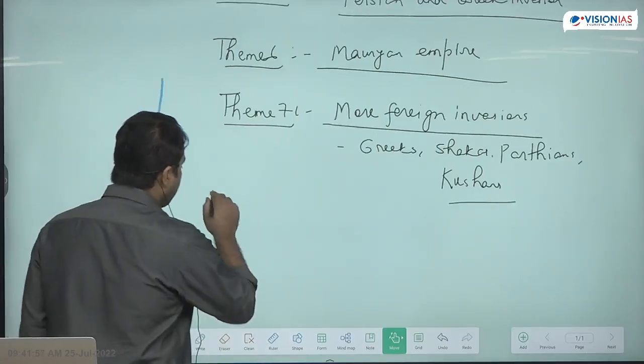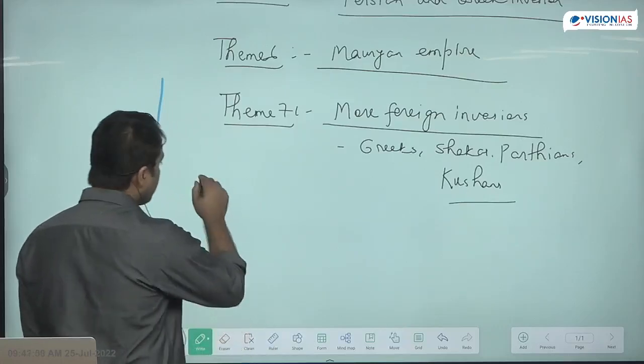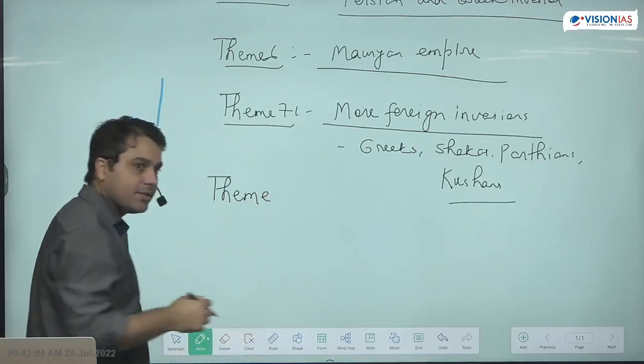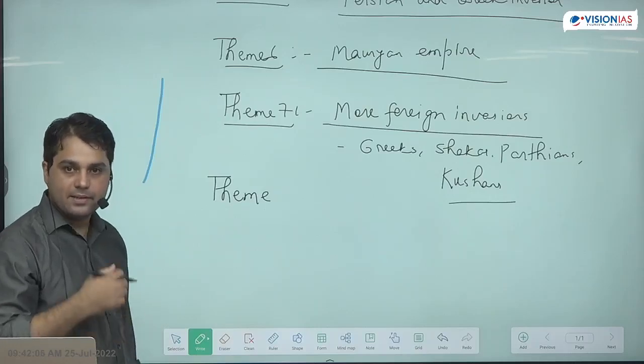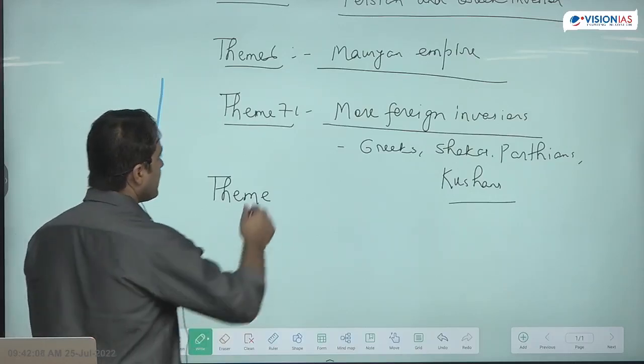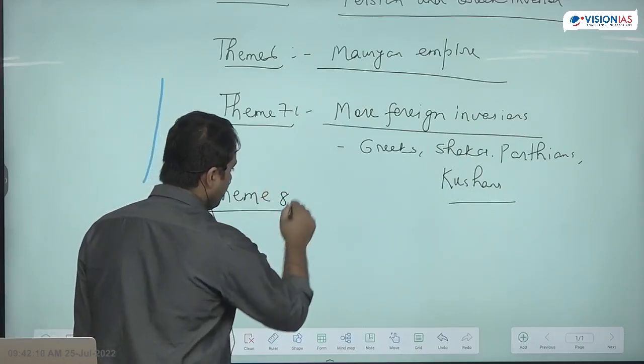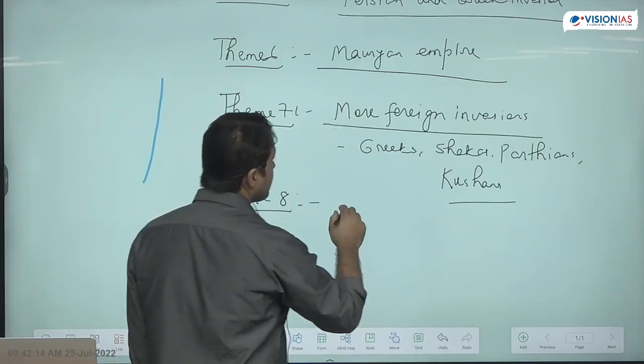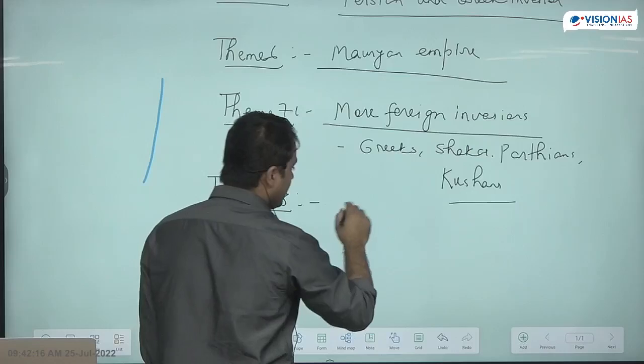Now theme 8, we are going to take a detour here. We are going to shift our focus to what is happening in the Deccan region and to what is happening in the southern part of the Indian subcontinent. So in the Deccan region, a very important empire emerged with the decline of Magad, its Satvahan Empire.